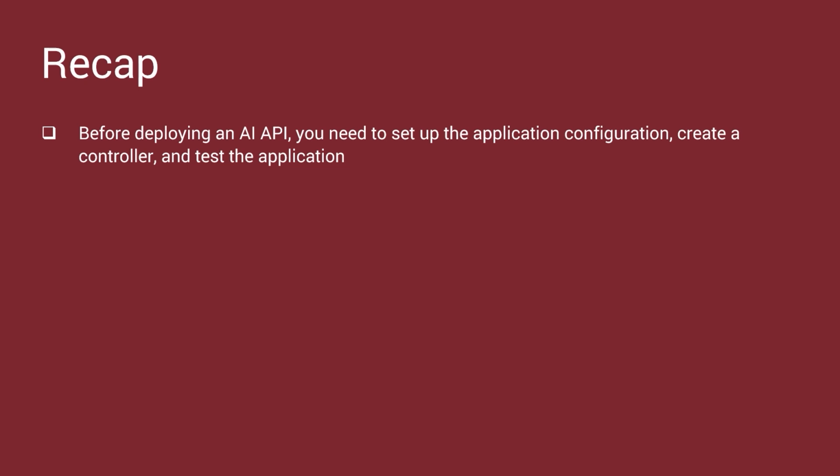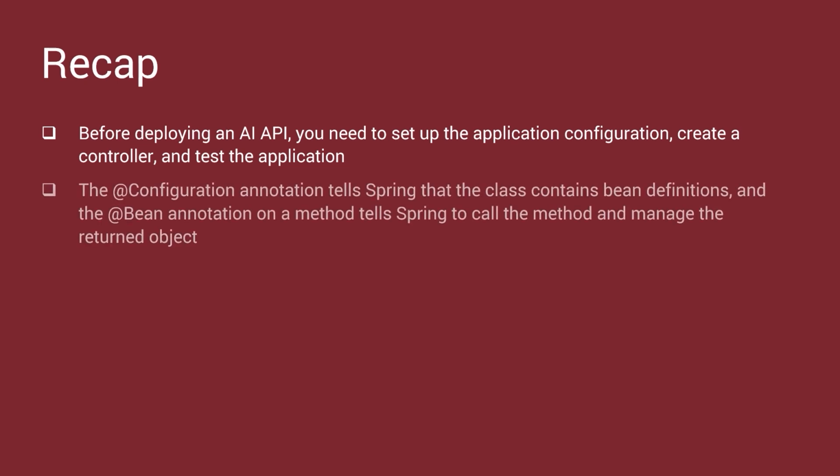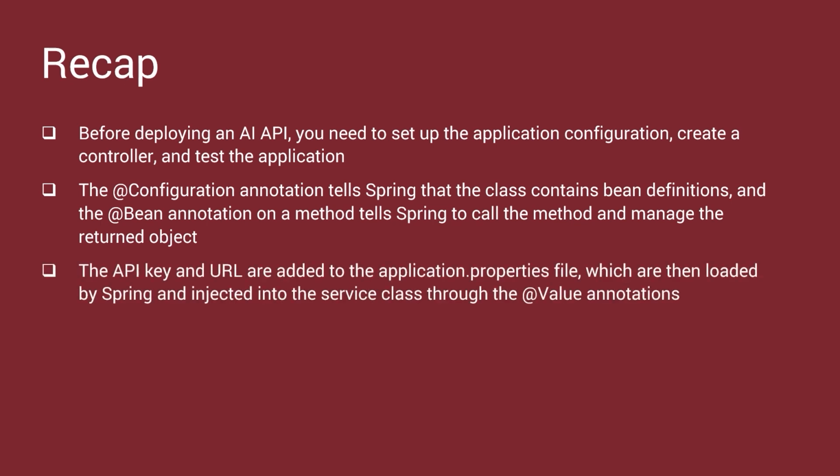In this video, you learned that before deploying an AI API, you need to set up the application configuration, create a controller, and test the application. The @Configuration annotation tells Spring that the class contains bean definitions, and the @Bean annotation on a method tells Spring to call the method and manage the returned object. The API key and URL are added to the application.properties file, which are then loaded by Spring and injected into the service class through the @Value annotations.